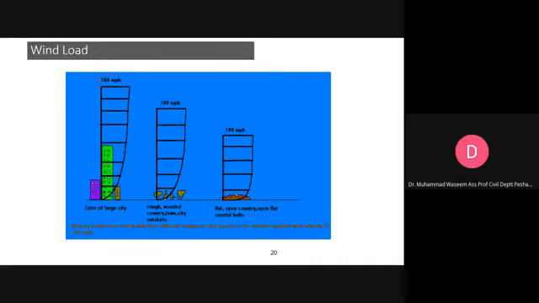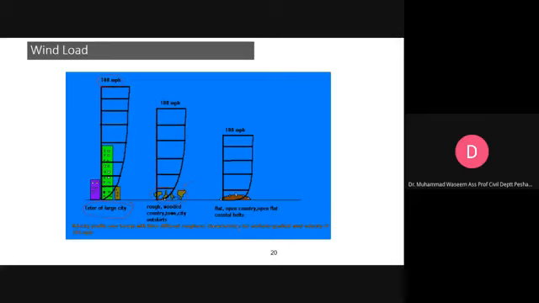If your structure is located in a large city, this will be the profile. Variation will be different for a building in the outskirts of a city, so this will be the variation. And if you are building on a coastal belt, an open flat area, this will be the variation. The wind velocity will not be that affected by obstructions. What this slide is showing is the wind velocity profile over terrain with different roughness characteristics.